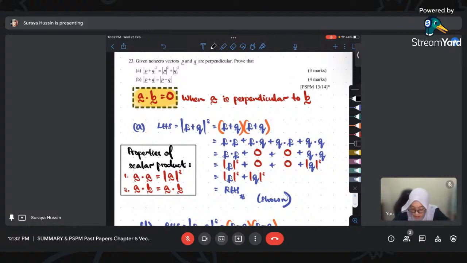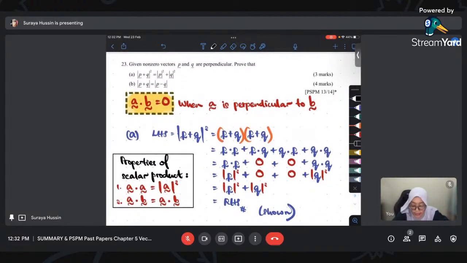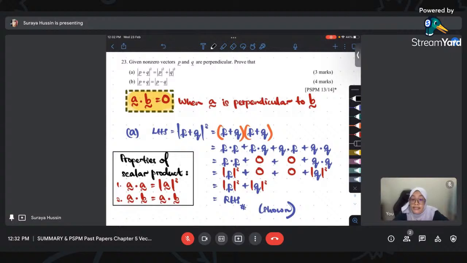Soalan PSPM dekat sini ada 4 sahaja. So, you can have a look first. Okay. Sementara saya berehat sekejap, can you all figure out sendiri apa yang saya tengah cuba buat di sini.